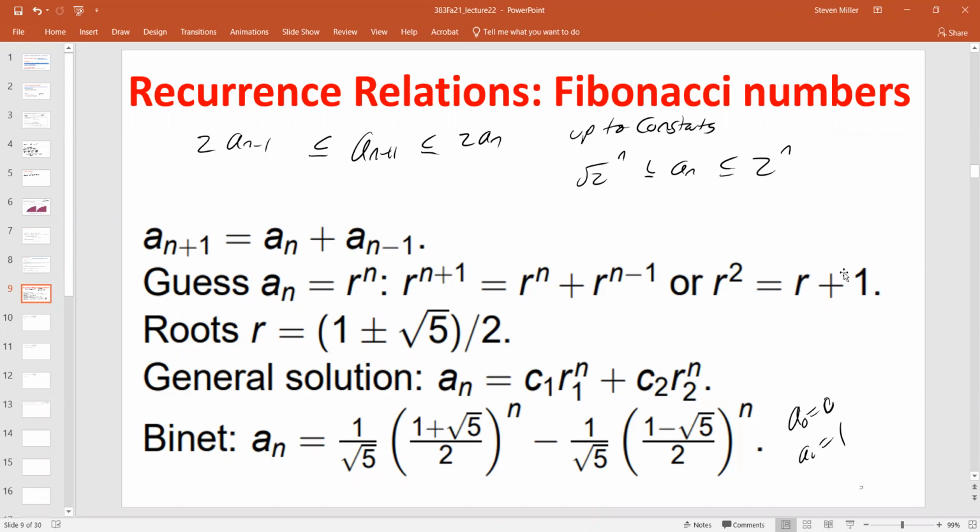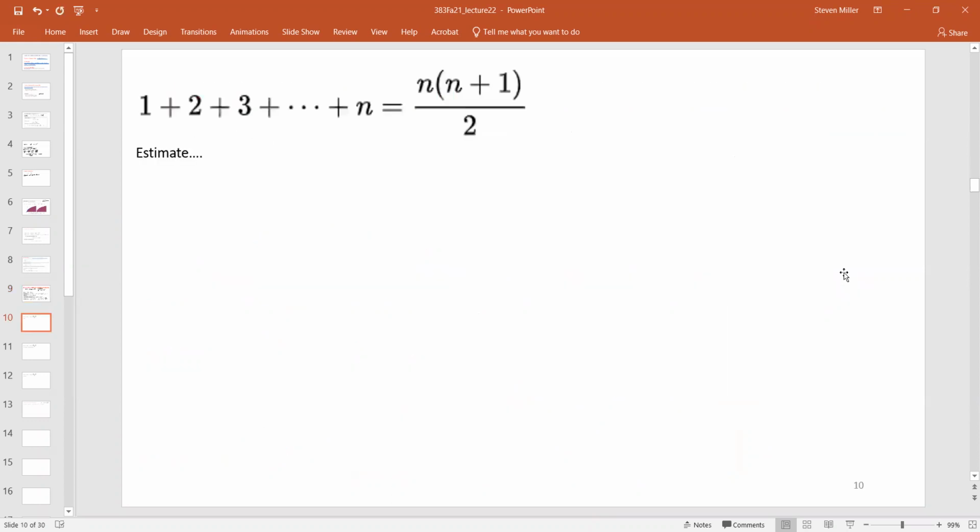We are fortunate here that we have two solutions, R1 and R2, that are distinct. If there are repeated roots, you have to do a little bit more work to find the general solution. Wonderful, wonderful theory.